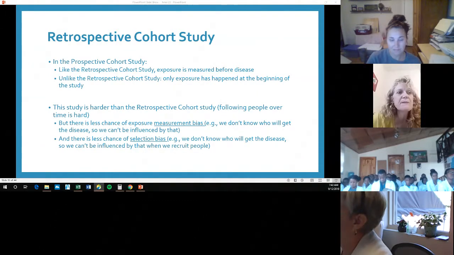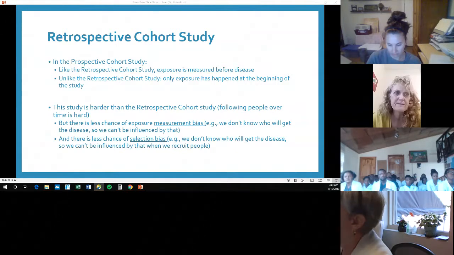Okay. So in the prospective cohort study, like in the retrospective cohort study, exposure is measured before disease.